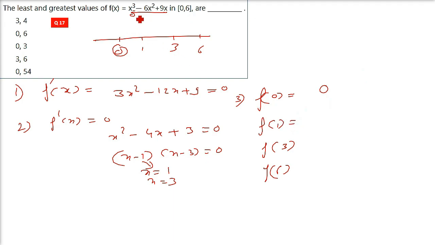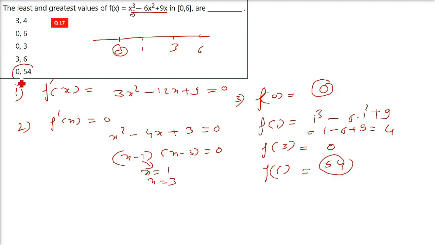So in the original equation, if you put 0 it will be 0. If you put 1 you will get 1 cube minus 6 into 1 square plus 9 into 1. So f(0) is 0, f(1) equals 4. When you put 3 you are again going to get 0. And when you put x equals 6 you are going to get 54. What is the minimum? There are two zeros, so minimum is 0. What is the maximum? Maximum is 54. So the last option, 0 and 54, is your correct answer, which you are going to choose in this multiple choice question.